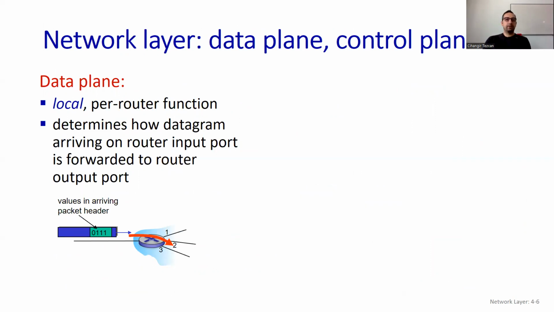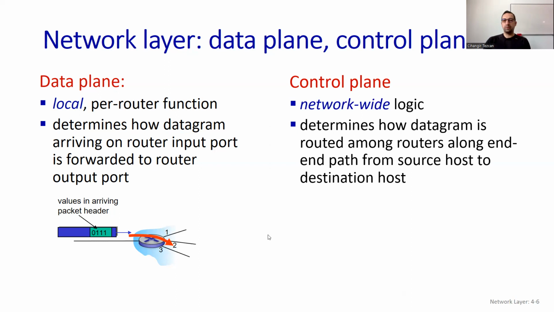All right, data plane. As I mentioned, the book divides this layer into the data plane and the control plane. At the data plane, we are looking at the router locally. It is a per-router function, which is local, and determines how a datagram arriving on a router input port is forwarded to a router output port. This process happens by the router looking at the headers and doing its job. But most importantly, it has to be fast. It has to be in microseconds or less than milliseconds, because we need speed here. This is why generally we don't do it in software, but at the hardware level. We will talk more about this in the following slides.